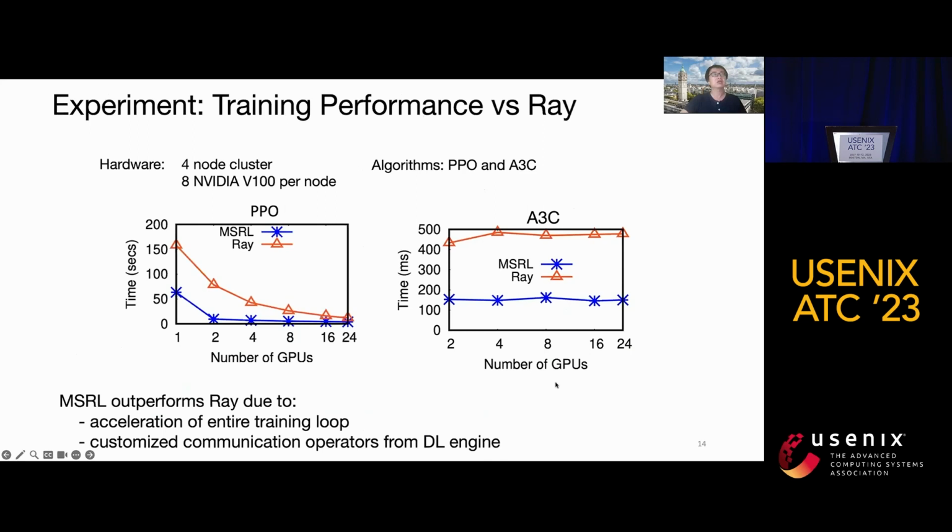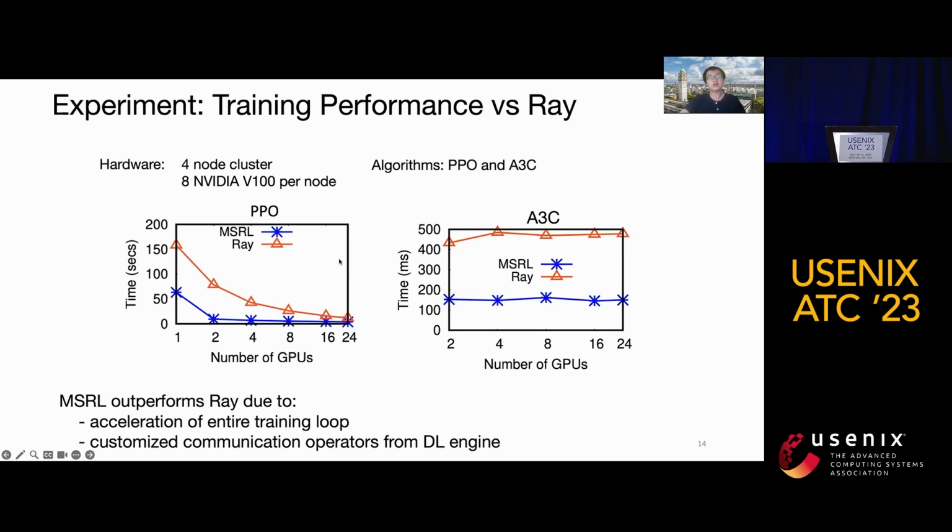So next, let's have a look at some experiment results. First, we compare the MSRL with Ray. In this experiment, we use a 4-node cluster, and each node in the cluster contains 8 NVIDIA V100 GPUs. And in this experiment, we use PPO and A3C algorithm. Both MSRL and Ray are used with the same parameter setting and same distribution policies, so it's a fair comparison.